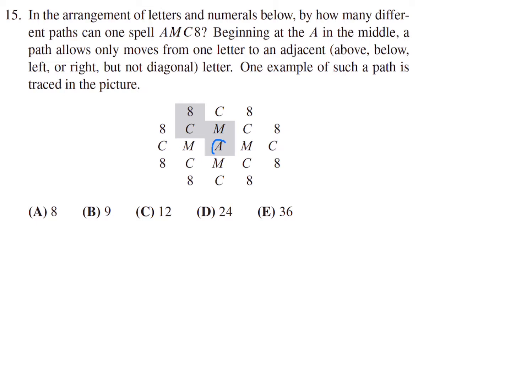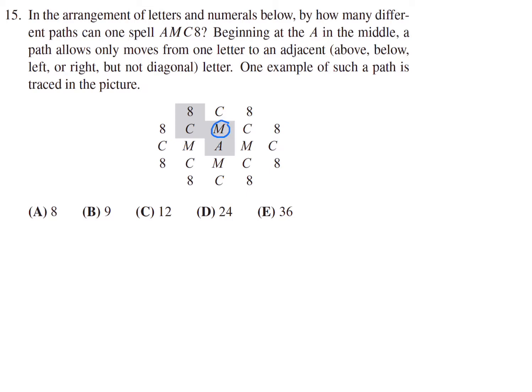Okay, well, starting with A, let's see here. 1, 2, 3. That's one such path. Then AMC that way, that's another path. AMC here, AMC 8 here. So it looks like 4 for each of these going in that side, but let's keep going here. There's a fifth one there, and looks like there's a sixth one here.